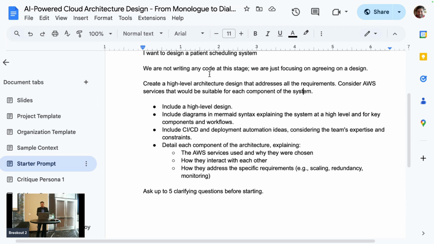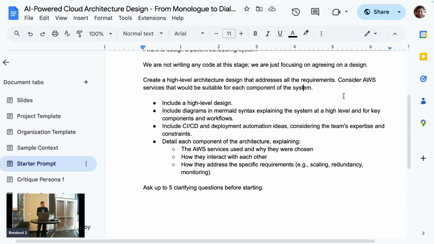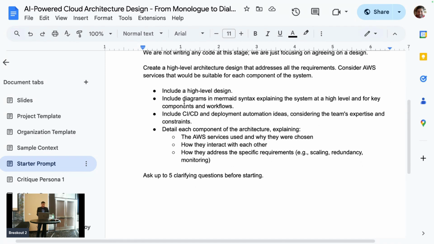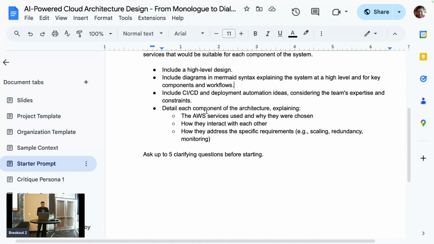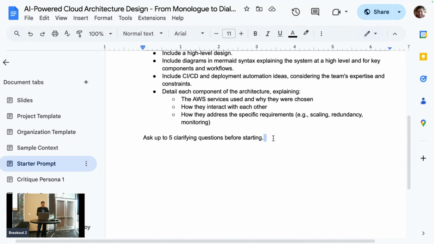I ask it for a high-level architecture, which services are suitable. I put in AWS here. You can put in whatever you want. I told it about the diagrams in that Mermaid syntax, which I'll show in a little bit. Ask it about deployments and what to detail. And then I say, ask up to 5 clarifying questions before starting. And before it does anything, it gives me a bunch of questions. And they're usually pretty decent questions that are useful for guiding it.